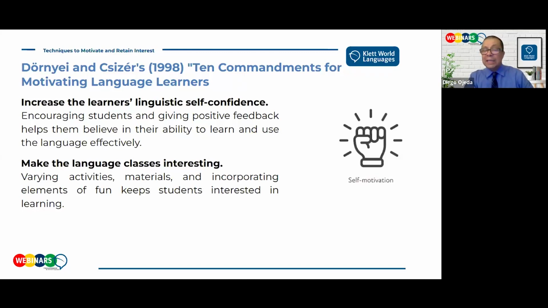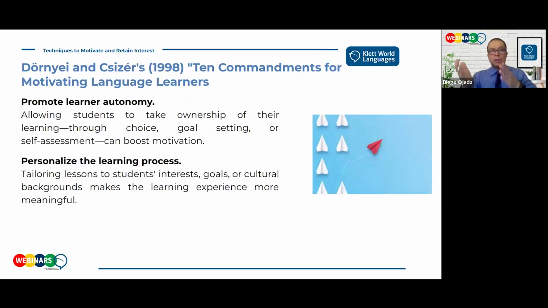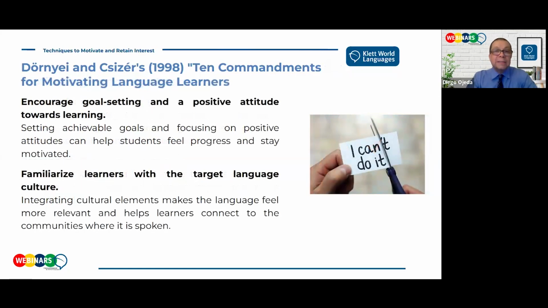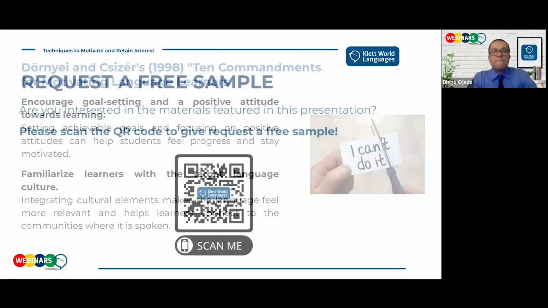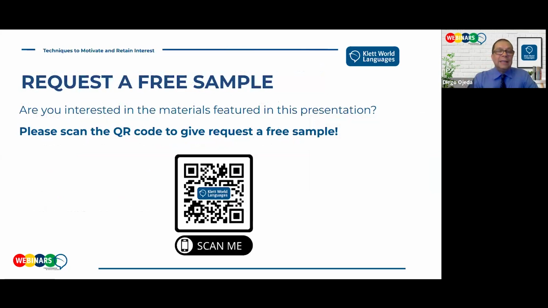Make the language classes interesting, not artificial, real. Promote autonomy. Personalize the learning process. So these are the 10 commandments that are going to help us have a better and more motivating environment in our classes. Goal setting. Familiarize learners with the target language culture, but from their own culture. More interculturality and less multiculturality.